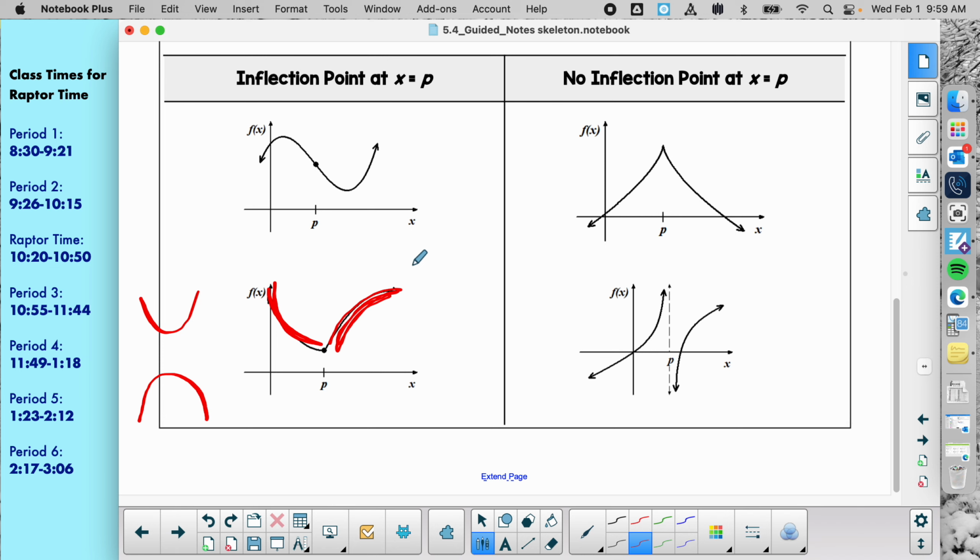Everybody will probably have a slightly different method. It doesn't matter how you do it, as long as you're able to identify them. This one, curving up, curving up. So it didn't change concavity. This one does change concavity, but there's no actual point, so it can't be an inflection point.